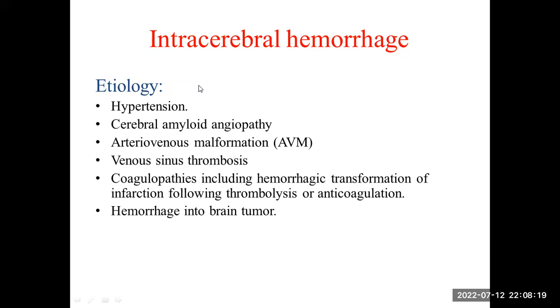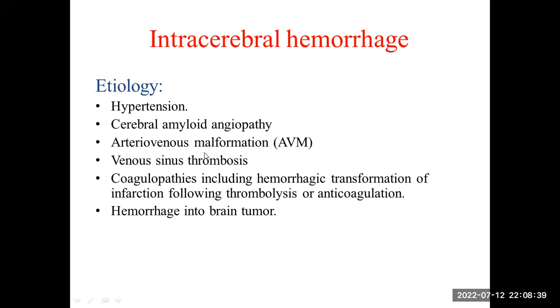This is an isolated deposit of amyloid proteins within the cerebral blood vessels, which can lead to intracerebral hemorrhage. Then we have other uncommon causes like arteriovenous malformations, and arteriovenous malformations can lead to both intracerebral hemorrhage and subarachnoid hemorrhage. And you should consider it, especially if you have a young patient presenting with hemorrhagic stroke.